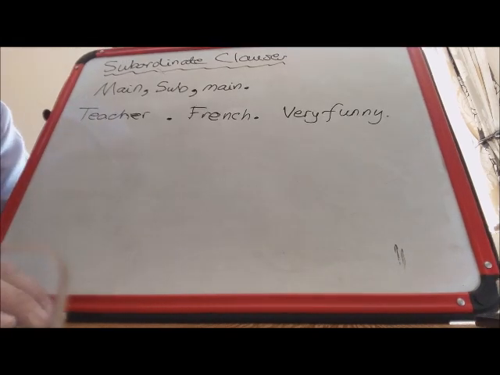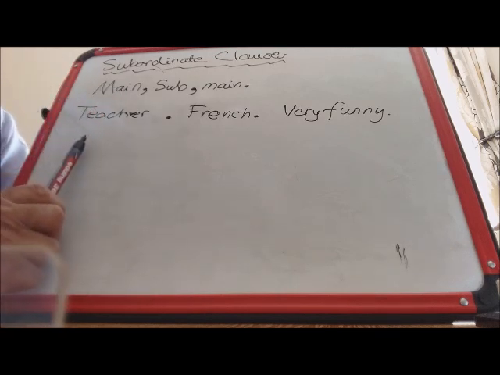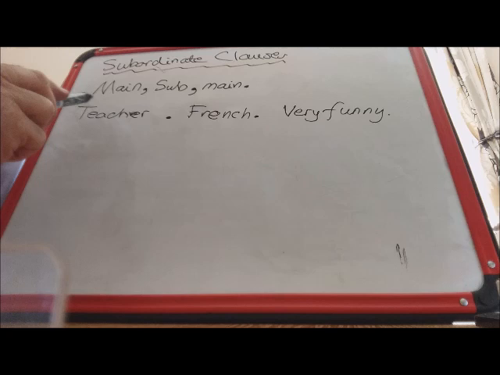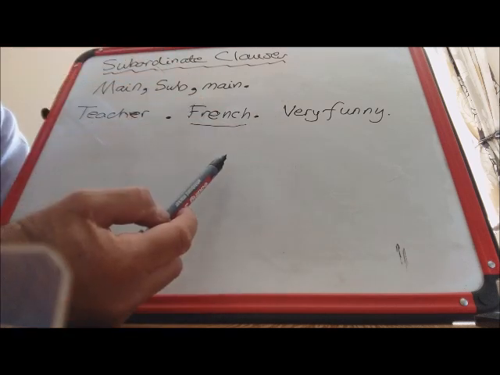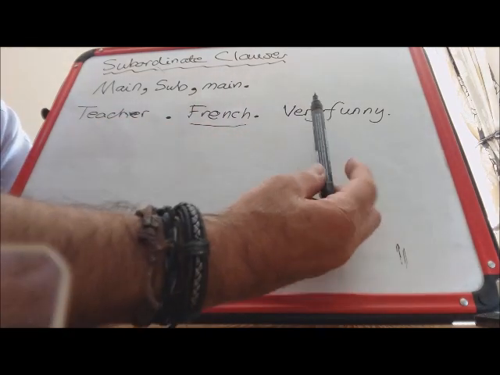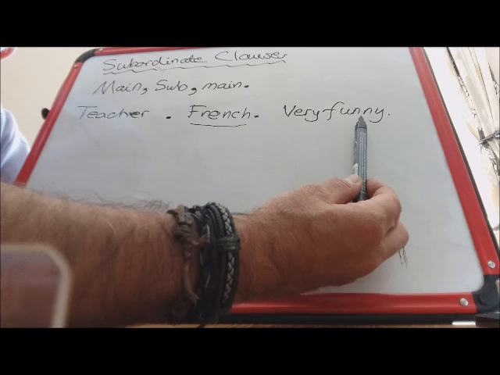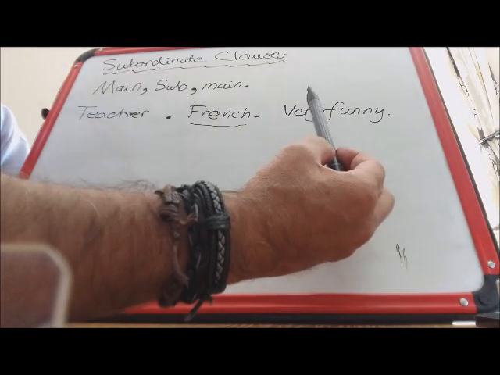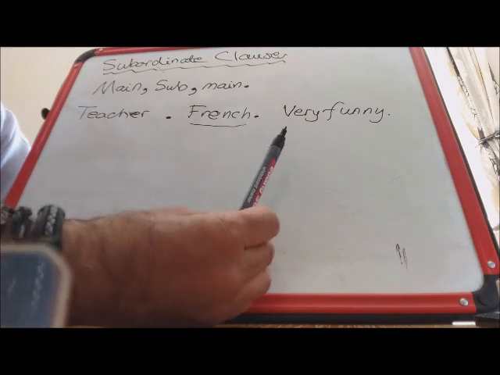Okay, now for this example, the important parts of the sentence that you need to know is that, first of all, the sentence is going to talk about a teacher. The teacher can be male or female, I don't really mind. The teacher is French, actually. Bonjour, monsieur. Bonjour, madame. And finally, the teacher is very funny. He or she is very funny. So those are the three important things.